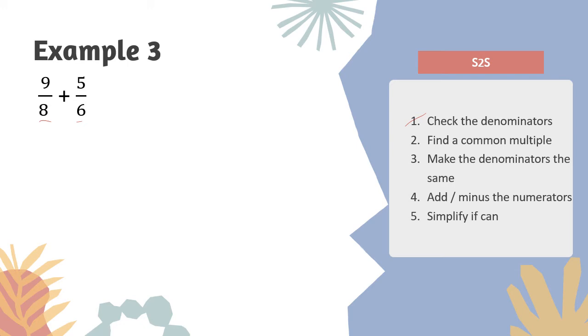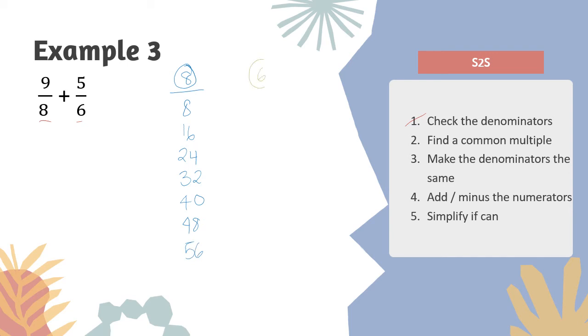So let's list out the multiples of 8. We have 8. 2 times 8 is 16. 3 times 8 is 24. 4 times 8 is 32. 5 times 8 is 40. 6 times 8 is 48. 7 times 8 is 56. So that is multiple of 8.